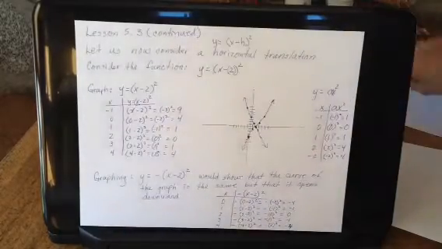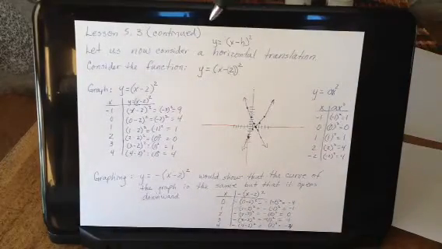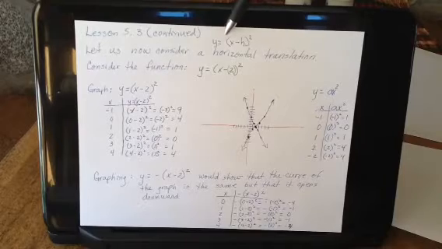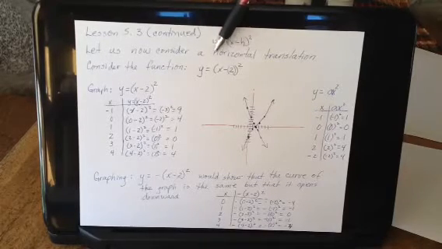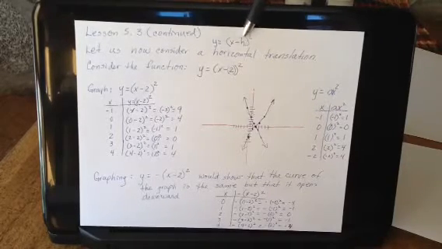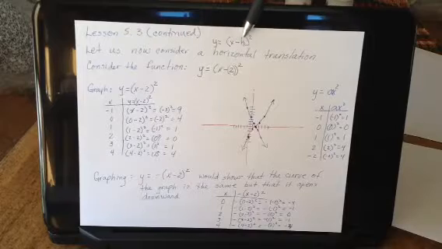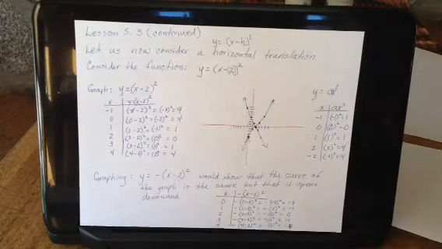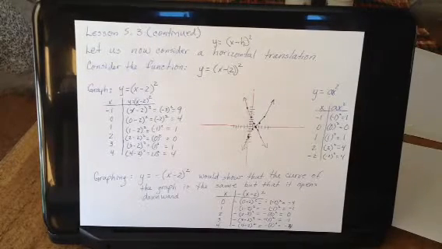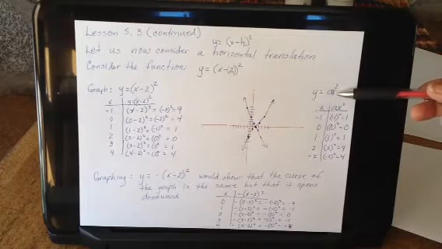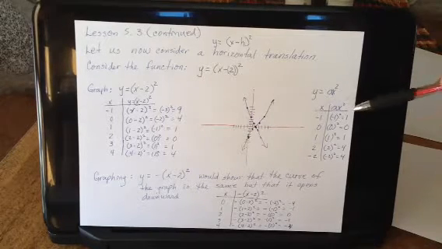And now we're going to look at what happens when our parabolas or quadratics are in the form of y equals x minus h squared. So now we don't have a k, we just have x minus h squared. And how that compares to our ax squared, we'll be able to see also.